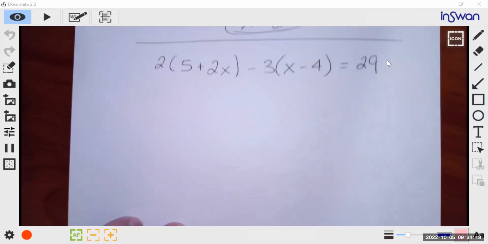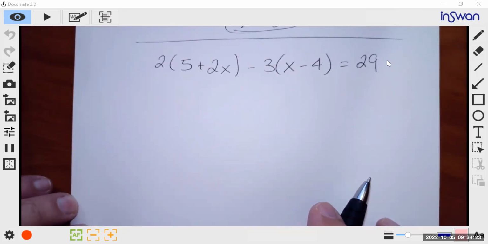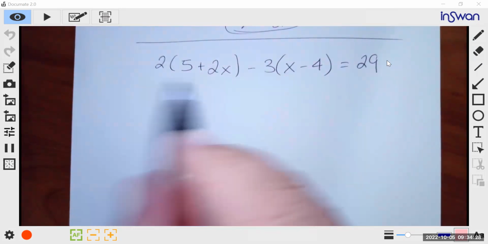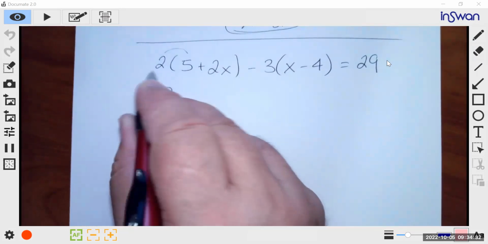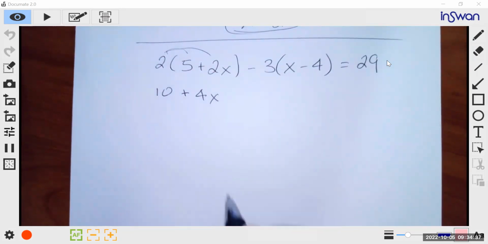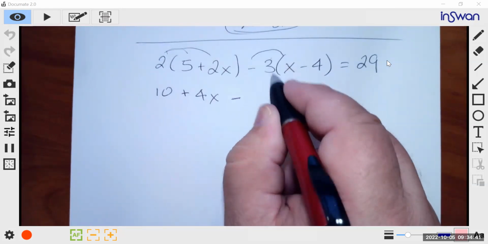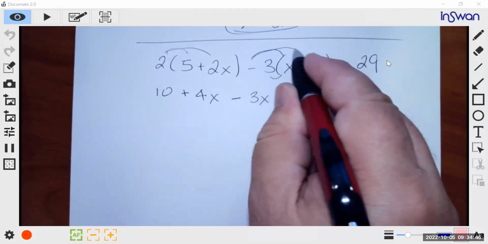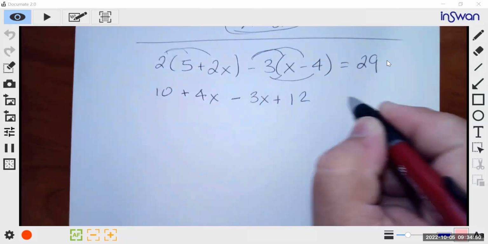Okay, you're positive. Okay, that's good. What do you do first? Yeah, distribute, get rid of the parentheses. Since we can't do anything inside the parentheses, we have to get rid of the parentheses. 2 times 5 is 10. 2 times 2 is 4x. Negative times positive is negative. 3 times 1 is 3x. Negative times negative is positive. 3 times 4 is 12.